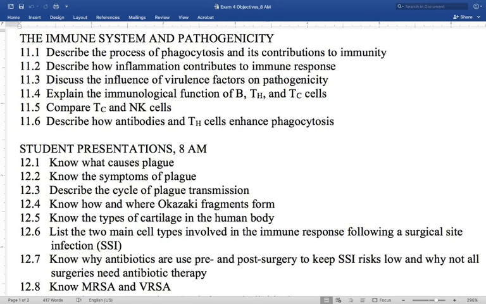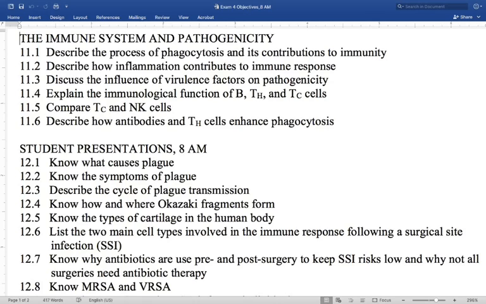Discuss the influence of virulence factors on pathogenicity. That's a conversation we'll continue today, but we have talked about this in part throughout. We've talked about the role of capsules in preventing phagocytosis. We've talked about a couple of examples of where organisms will bind to the Fc region or destroy the Fc region on an antibody as a way to block the opsonization in phagocytosis. And then today we'll talk about toxins.